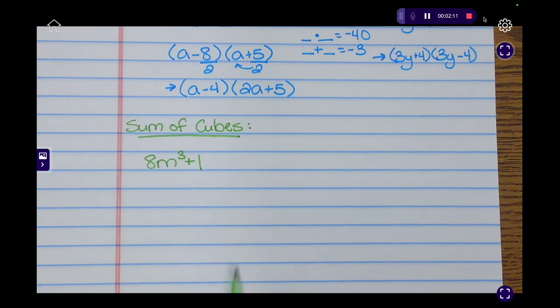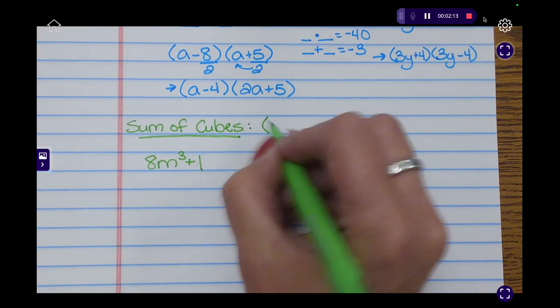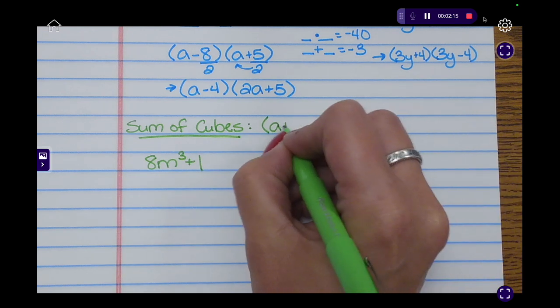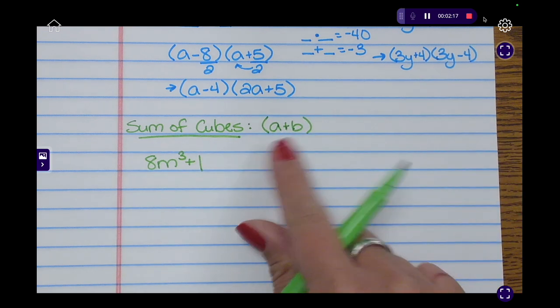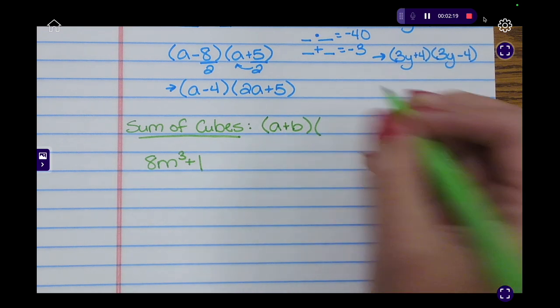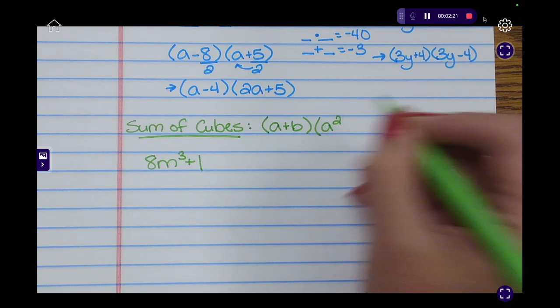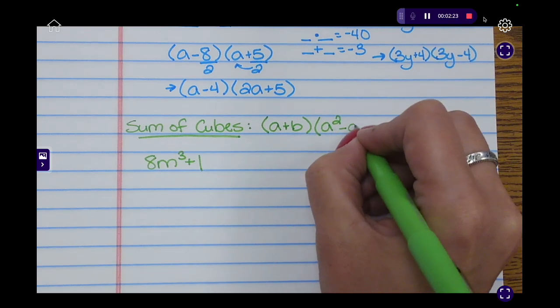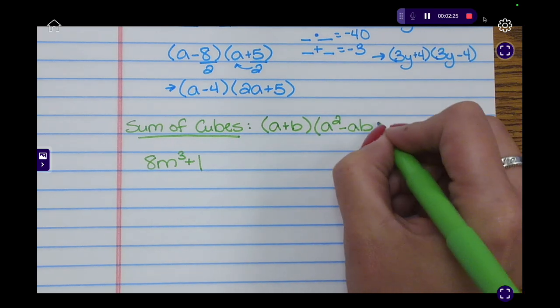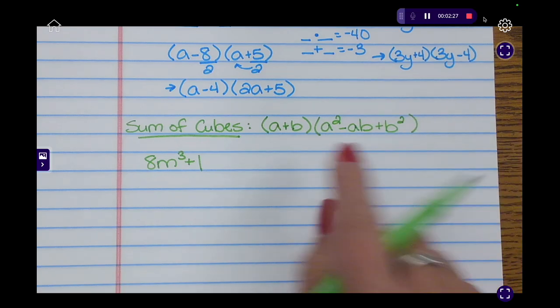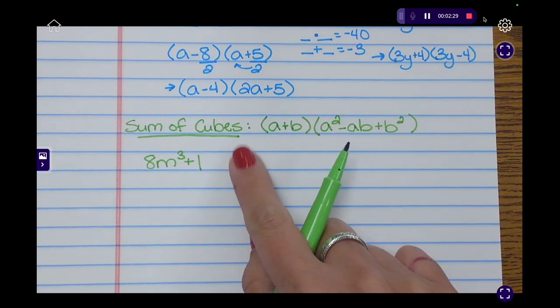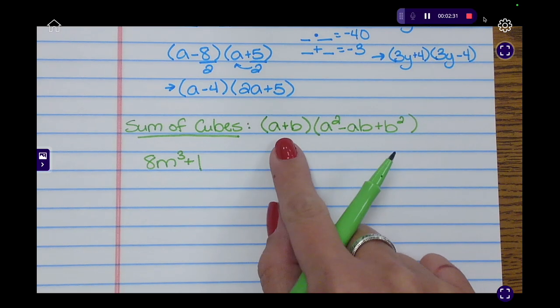So there is a set rule for this. The set rule for the sum of cubes, when I factor it out, I'm going to do a plus b in the first parentheses. And then in the second parentheses, I'm going to have a squared minus ab plus b squared. So this is a set formula for your sum of cubes. The only thing you have to figure out is what is your a and what is your b.